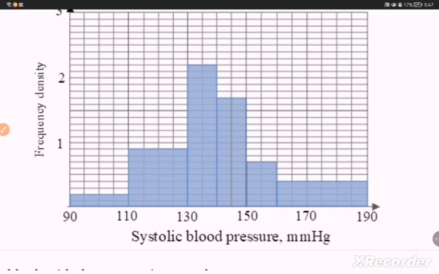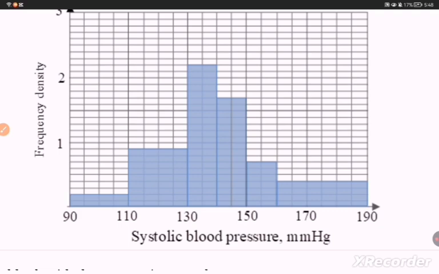Now, you want to find the frequency, right? So just multiply the class widths by the frequency densities. So 0.2 times 20 is 4. 0.9 times 20 is 18. 2.2 times 10 is 22. 1.7 times 10 is 17. 0.7 times 10 is 7. And finally, 0.4 times 30 is 12.